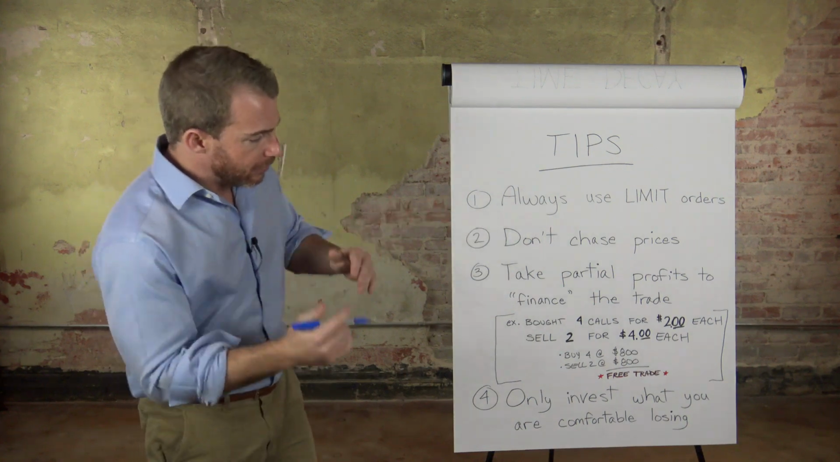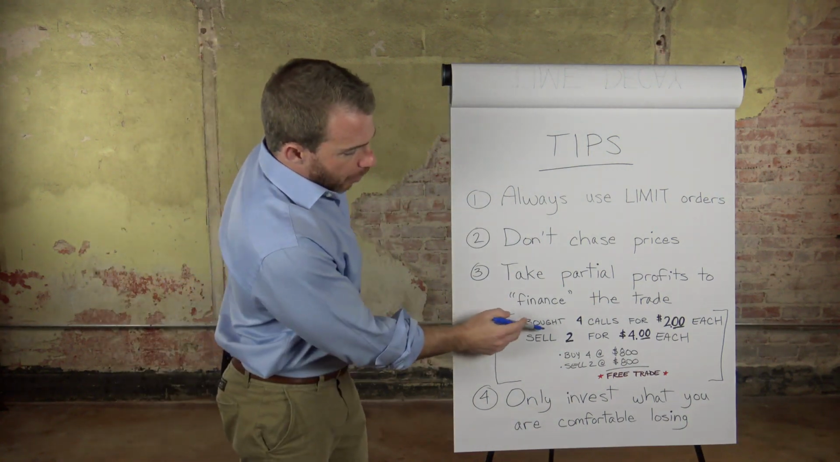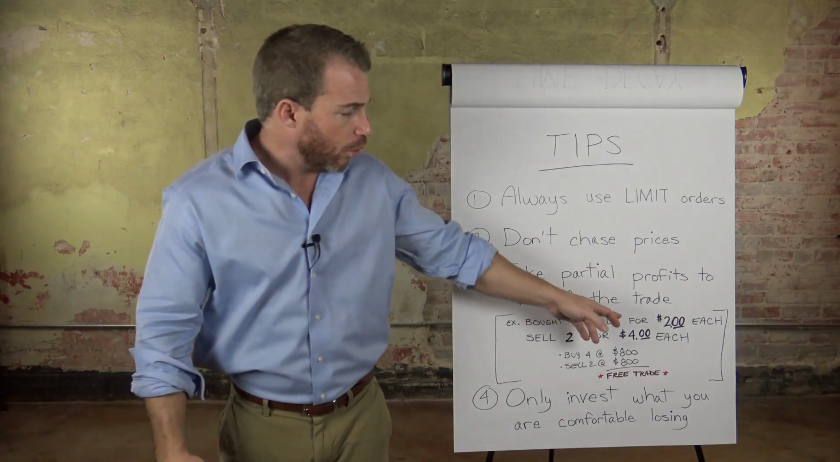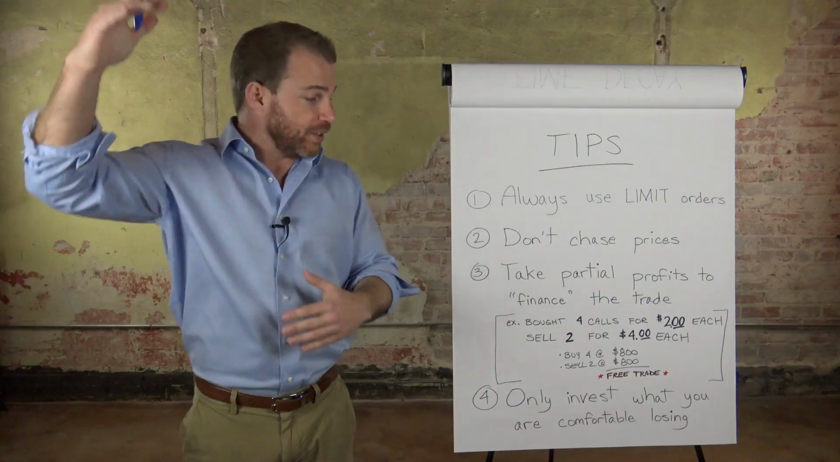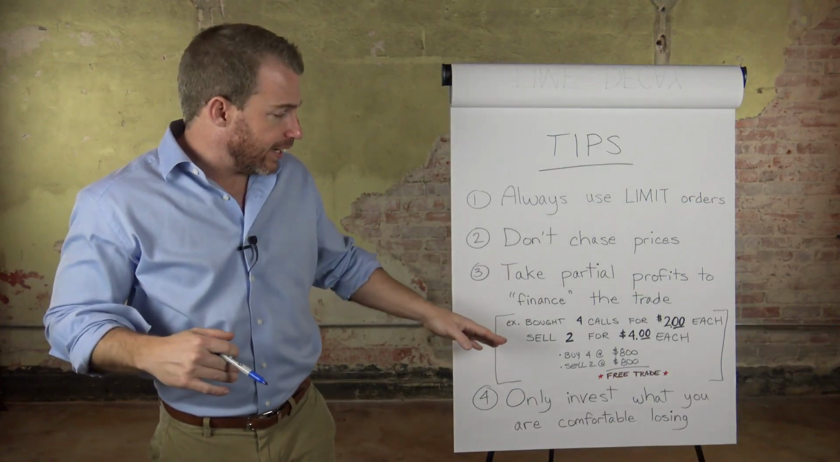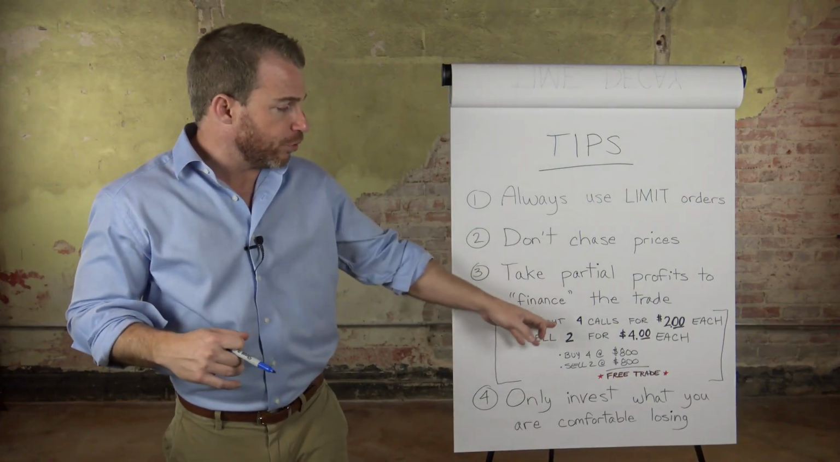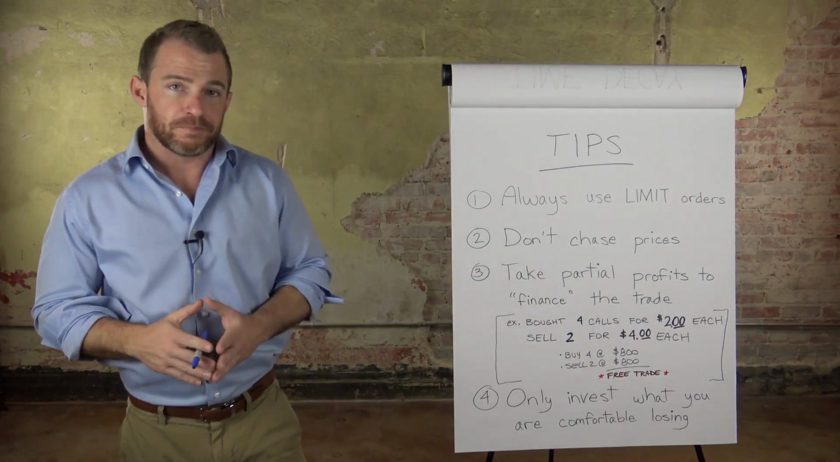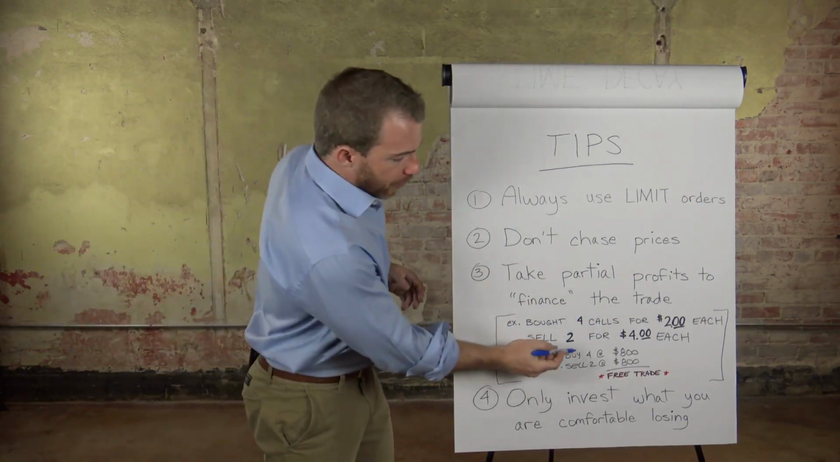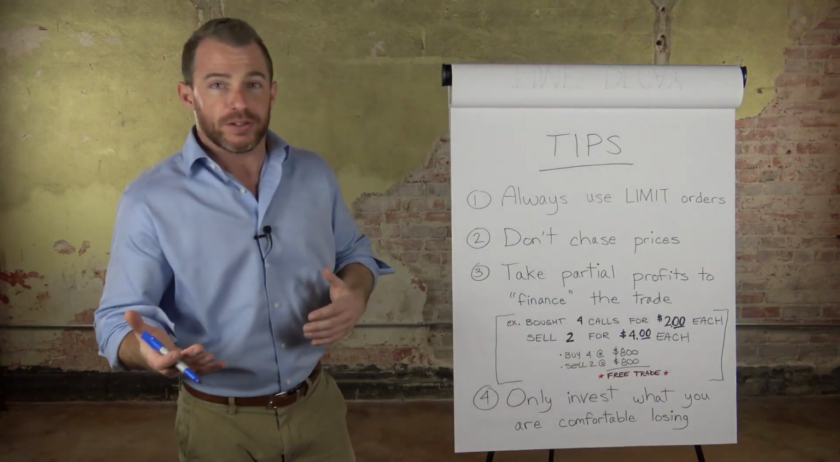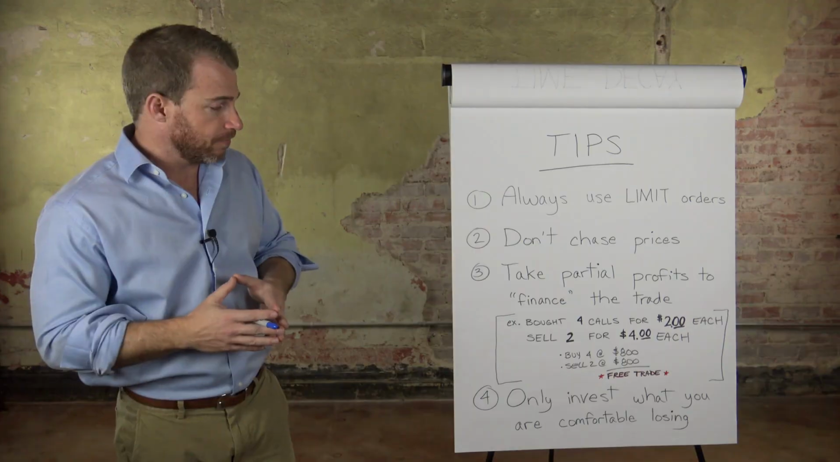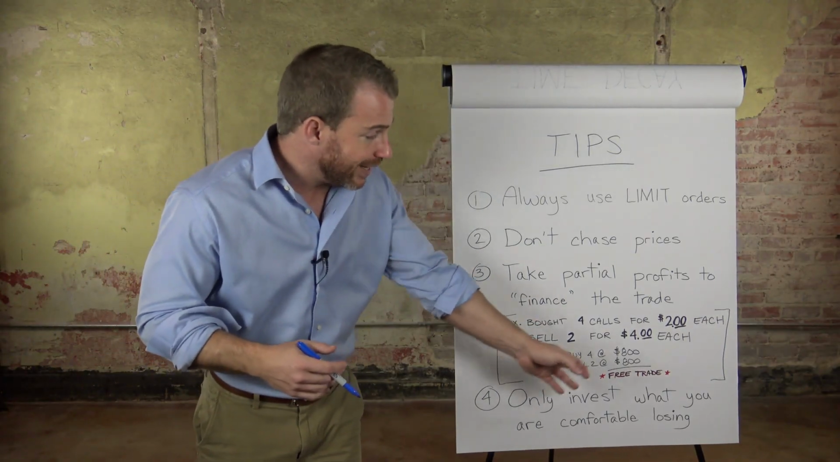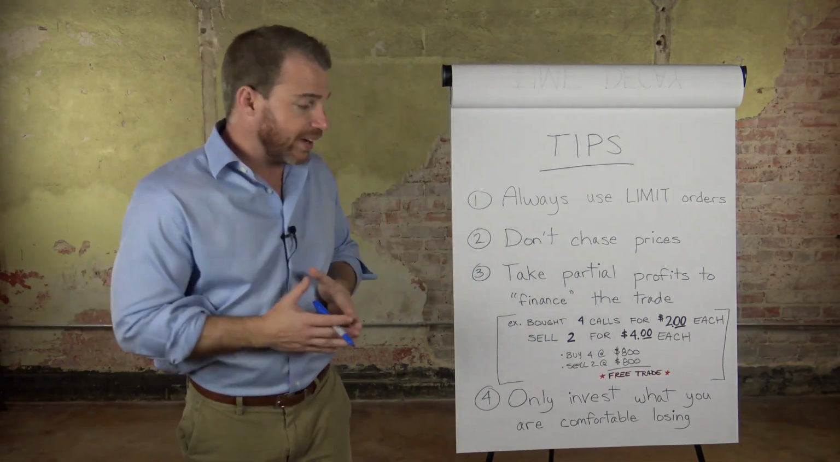All right? So let me give you an example. Let's say we bought 4 call options for $2 each. Now, they go up 100%. They double to $4, and so we now sell 2 of the 4 for $4 each. So to get into this trade, we bought 4, and it cost us $800. They're $200 per contract, we bought 4 of them, $800. We sell 2 of them, again at $400 apiece, and we receive $800.